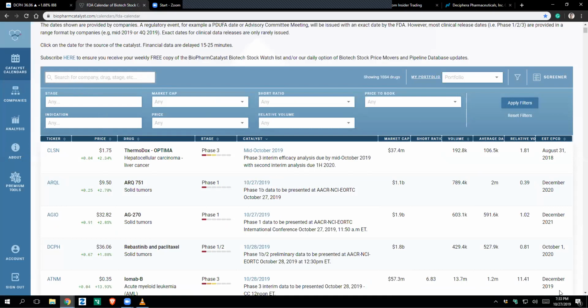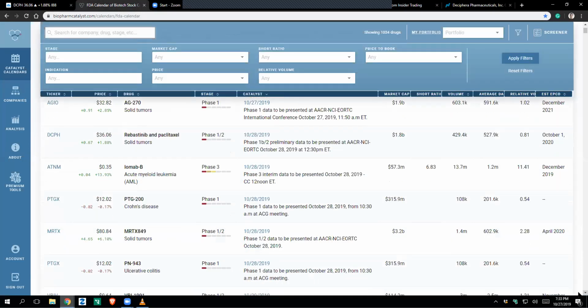AGO phase one. This one is already done. I'm going to skip this. So this cancer conference is going on, and looks like a lot of data is being presented here. ATNM, this is a stock which I keep on reading about.